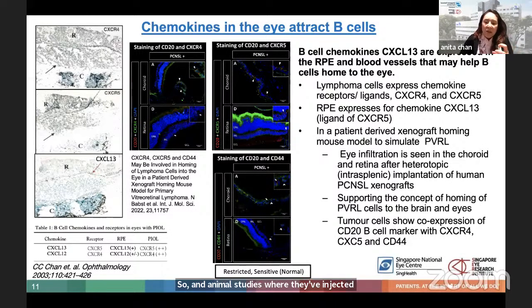So in animal studies where they've injected human CNS xenografts, they also found that these tumor cells do migrate to the eyes, and they also showed the ligand that corresponds to the chemokine CXCL13. And this supports the theory that these lymphoma cells can home into the eyes. And they have found some other ligands such as CD44 as well.